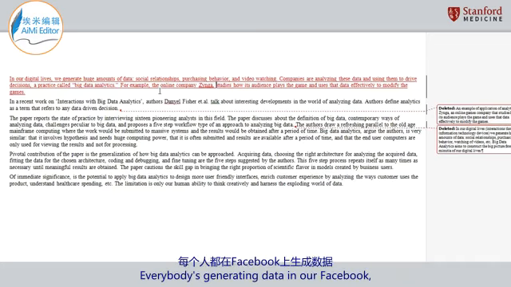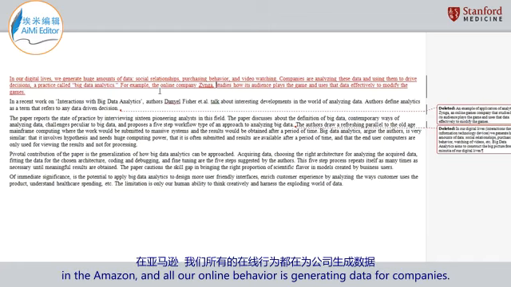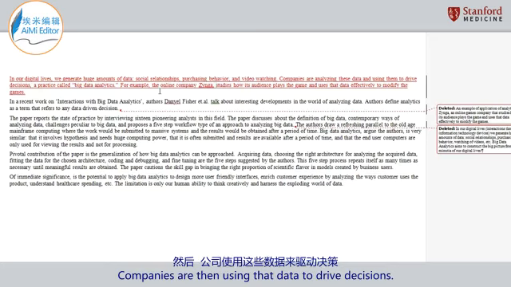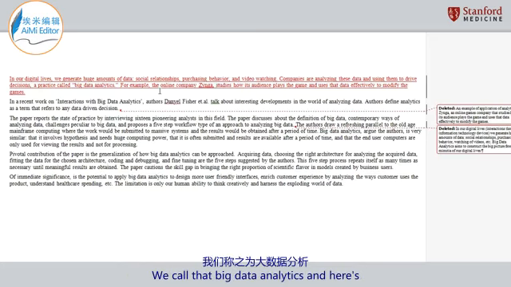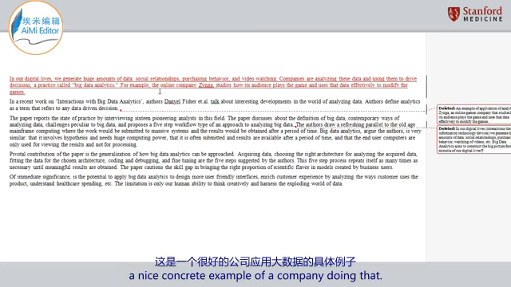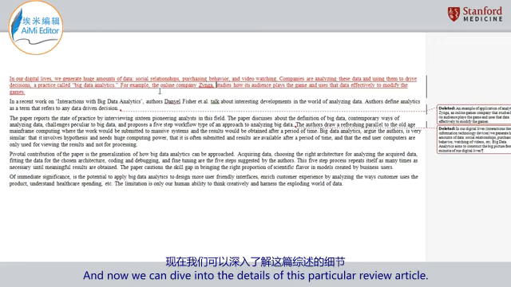Everybody's generating data in our Facebook and Amazon and all our online behavior is generating data for companies. Companies are then using that data to drive decisions. We call that big data analytics, and here's a nice concrete example of a company doing that. And now we can dive into the details of this particular review article.